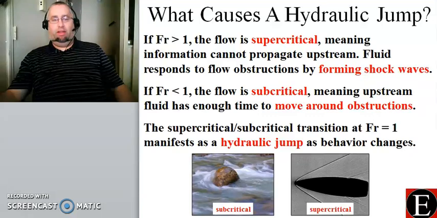The other possibility is a Froude number that is less than 1. This is so-called subcritical flow, and in subcritical flow the fluid is moving slower than the rate of surface wave information propagation, and so if there's a disturbance in the flow, the fluid knows about it in advance and can essentially get out of the way. So it creates a wake pattern instead of a shock wave.